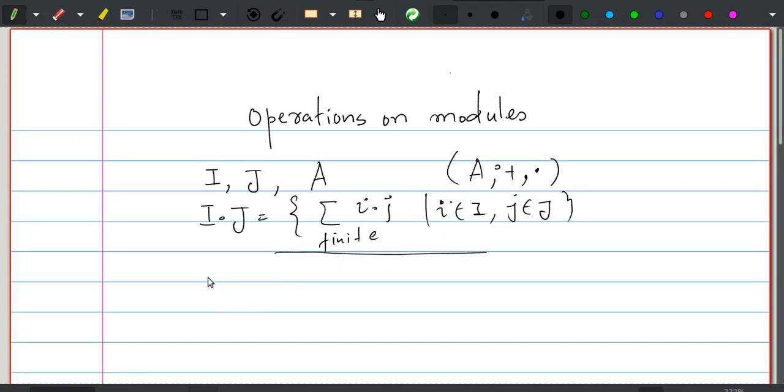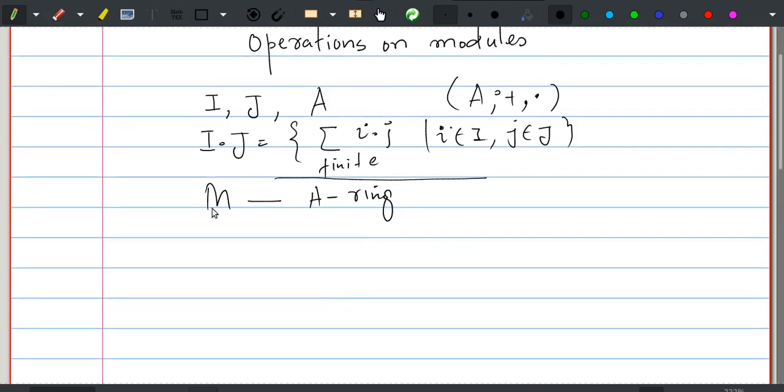Now if we consider an A module, say M is an A module, where A is a ring, then it is natural to ask: in this case we do not have the internal multiplication in the modules. However, we have the scalar multiplication. We have a function from A cross M to M, so it is natural to ask, if S is any subset of A, then can we define some structure on the set SM?